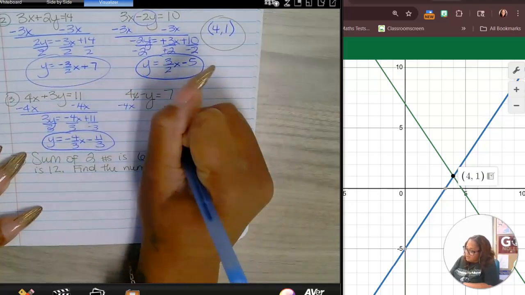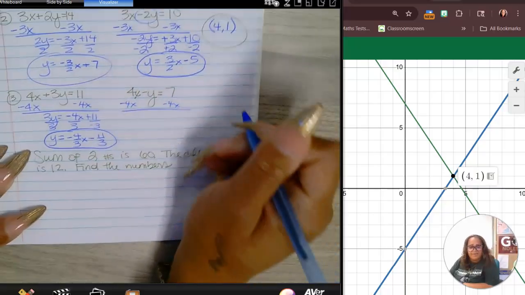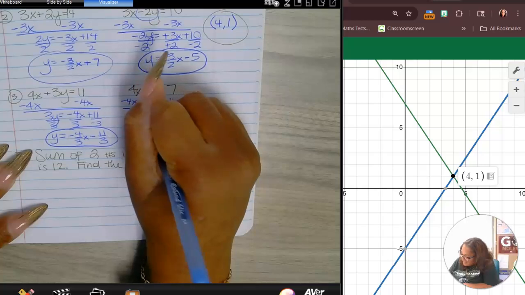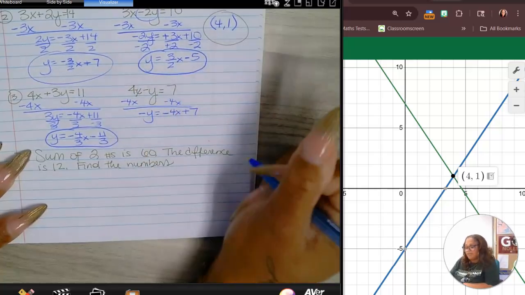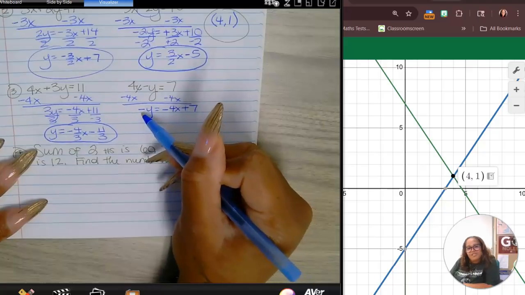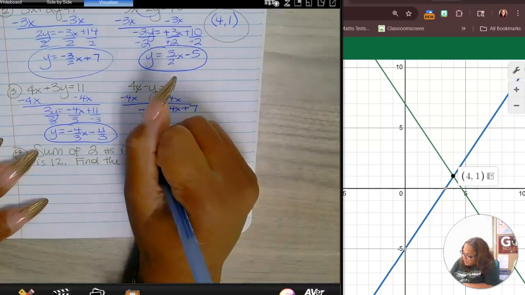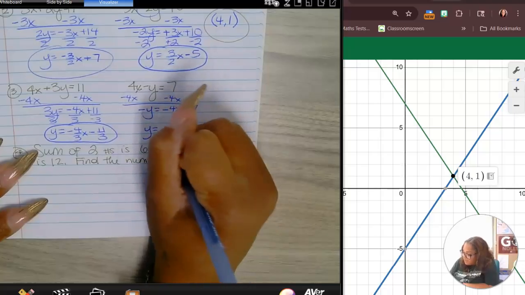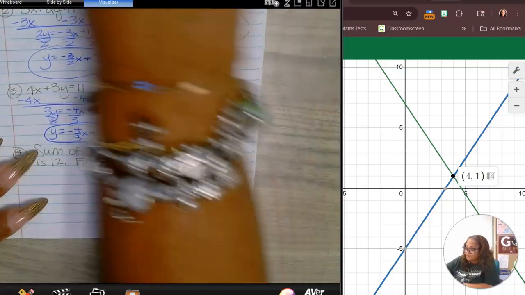Subtract 4x, subtract 4x. Next part. Negative y equals negative 4x plus 7. Wherever there is a negative y, I need to change everybody's sign. So in order for me to change my sign, I'm going to divide by negative 1, or I can simply make everything the opposite sign. So this becomes positive y, this becomes positive 4x, and this becomes minus 7.